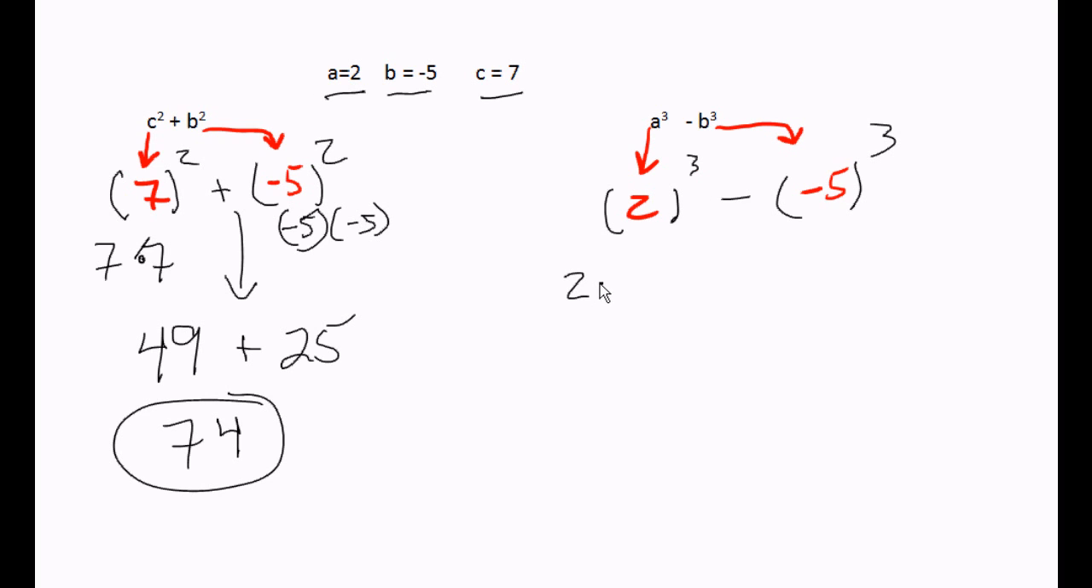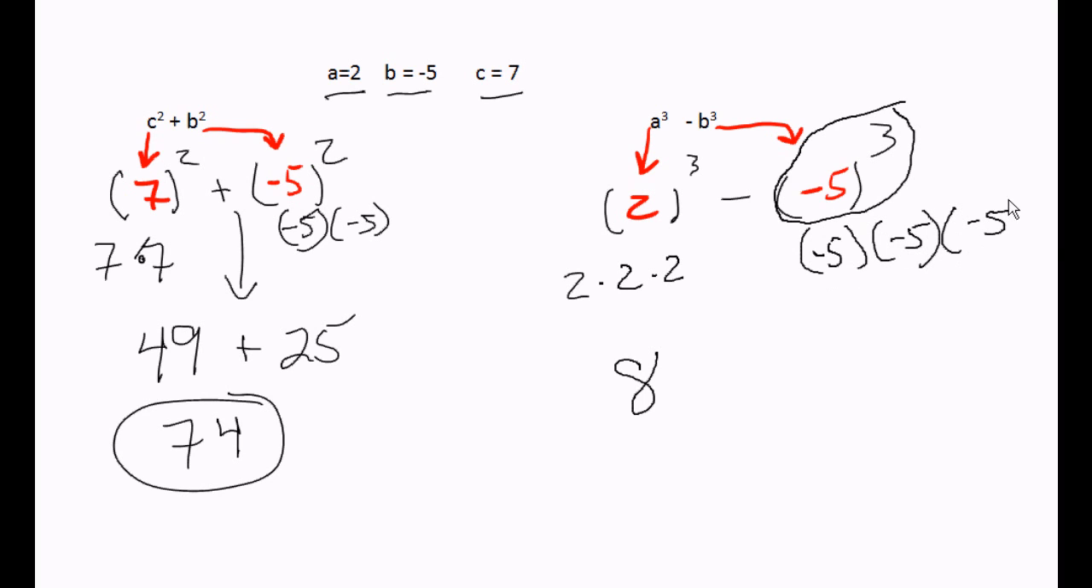2 to the third power. 2 times 2 times 2. 2 times 2 is 4. 4 times 2 is 8. Now I'm going to do just this part right here. Negative 5 to the third power. Negative 5 times negative 5 times negative 5. 5 times 5 times 5 is 125. 3 negatives, negative, negative, negative. An odd number of negatives gives me a negative answer. An even number of negatives gives me a positive answer.